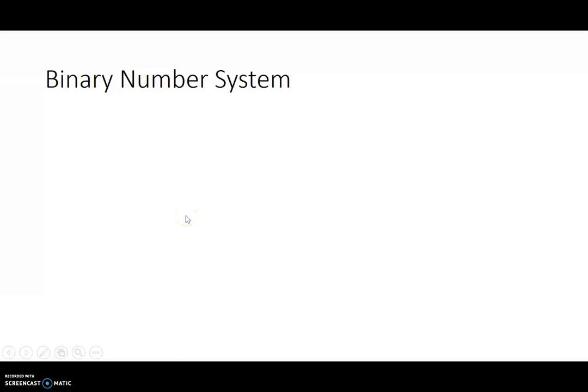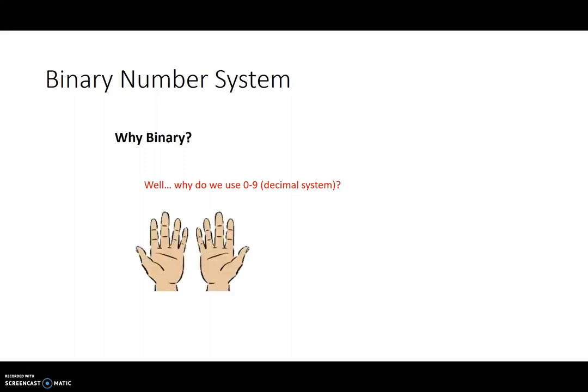Now, why does a computer use a binary number system anyway? Well, let's ask another question. Instead of asking why binary, let's ask ourselves, why do we use the decimal number system? Why do we use 0 through 9? Well, most likely it's because it's easier to count on the hands. And if I count on my hands, I have exactly 10 fingers. So 0 through 9 becomes much more intuitive.